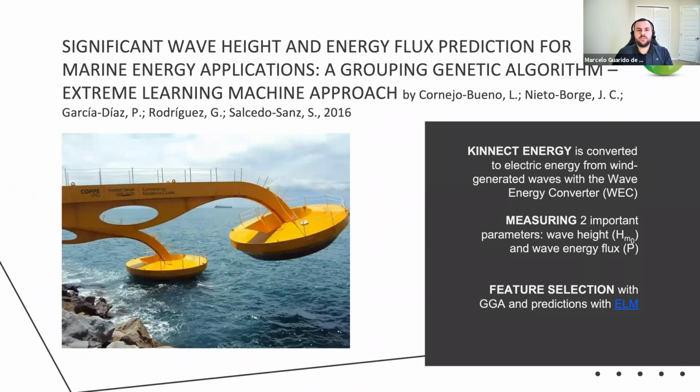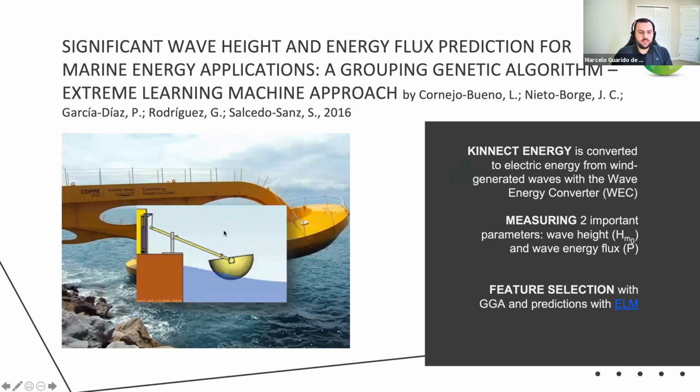The last one on renewable energy that I'd like to talk about today is significant wave height and energy flux prediction for marine energy applications, a grouping genetic algorithm and extreme learning machine approach by Cornejo, Bueno, and others, 2016. When you talk about marine energy, there are different types and ways it can be generated. It could be tidal, wave, or currents. And what they are talking about in this paper is the wave energy converter.